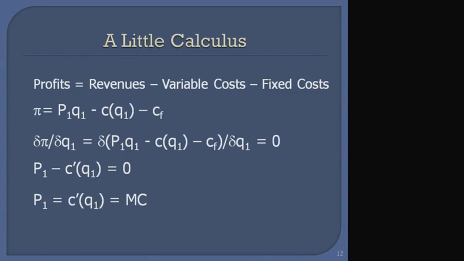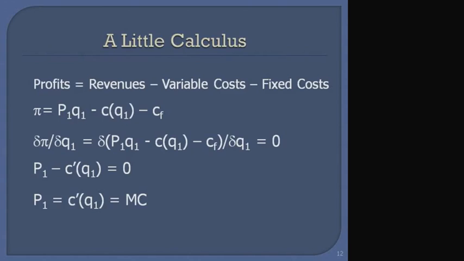First, let's start with the profit equation. Very simply, profits equal revenues, price times quantity, minus variable costs, the cost for selling that many units, minus any fixed costs that are incurred regardless of how many units are sold.